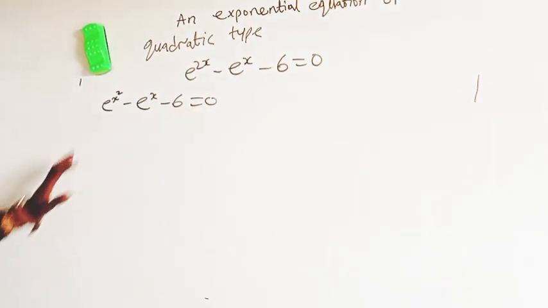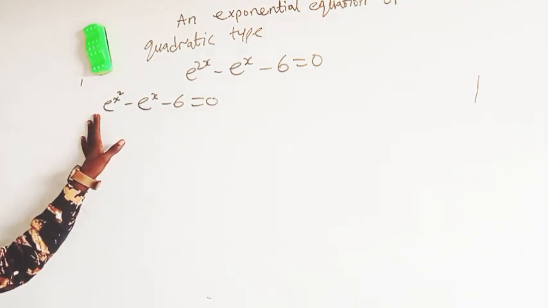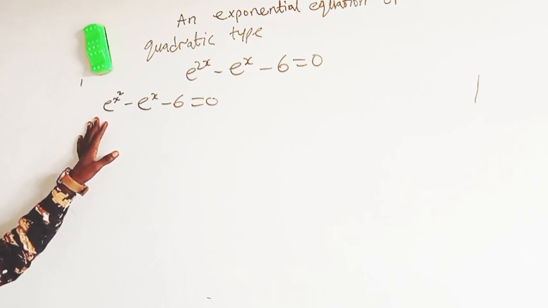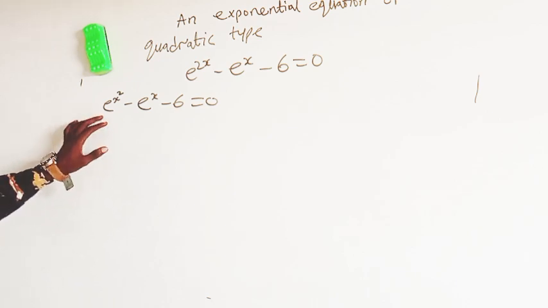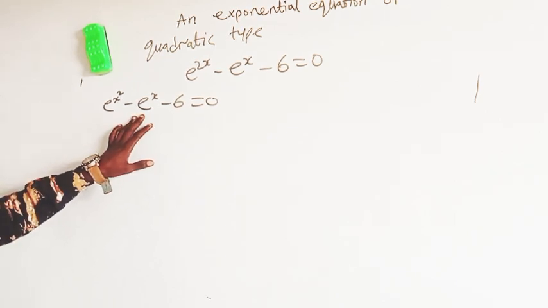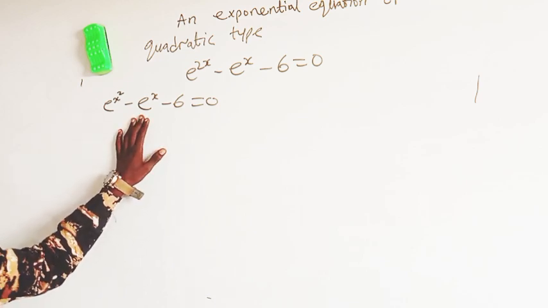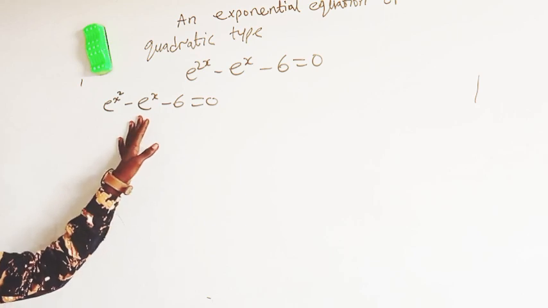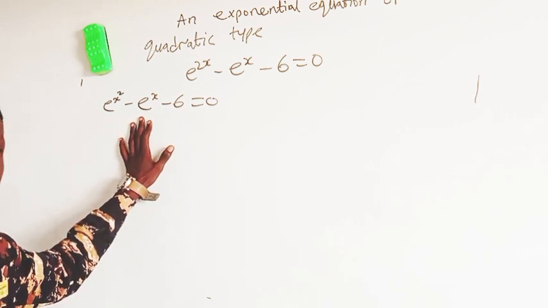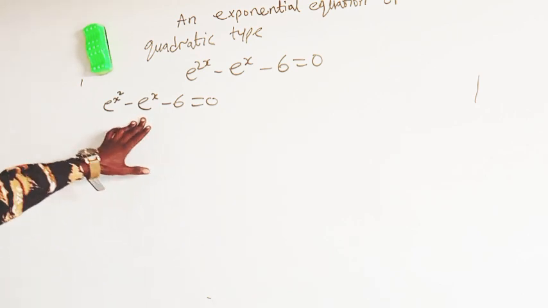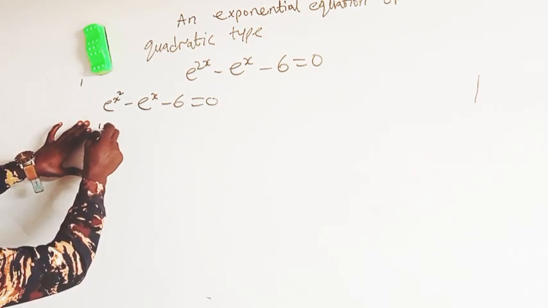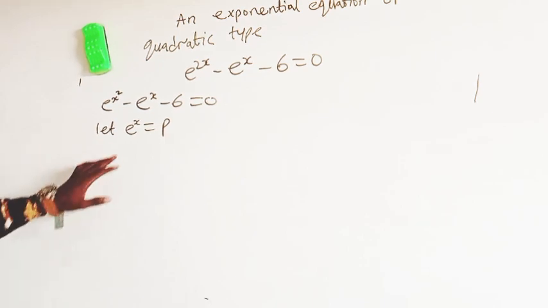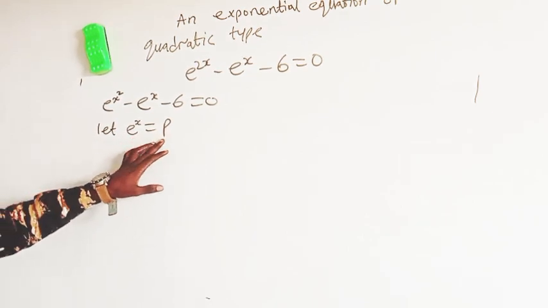Of course, right now it is in quadratic form. So since it is in quadratic form, to allow us to easily solve it, it is expedient for us to represent e raised to power x as any letter. You can use a, b, or any letter to represent it. But for the purpose of this video, I'm going to use p to represent the exponent. So let e raised to power x be equal to p. Anytime you see e raised to power x, represent it with p.